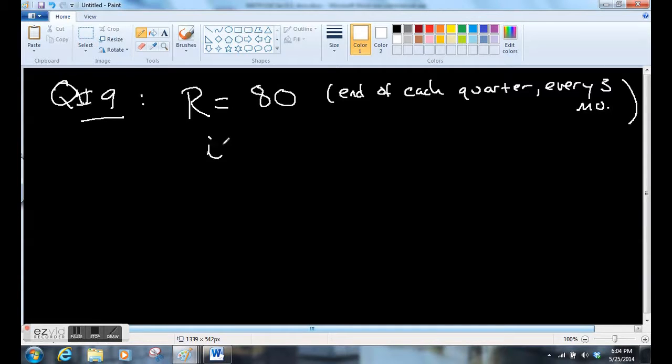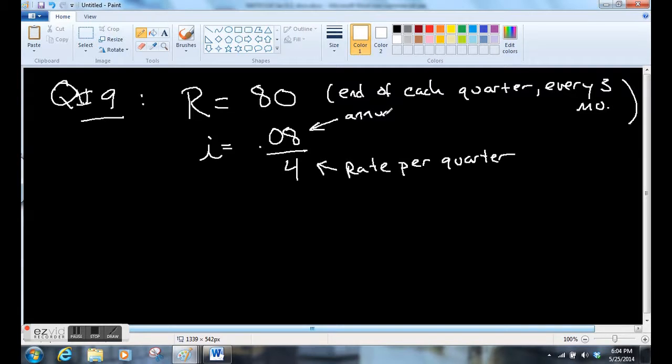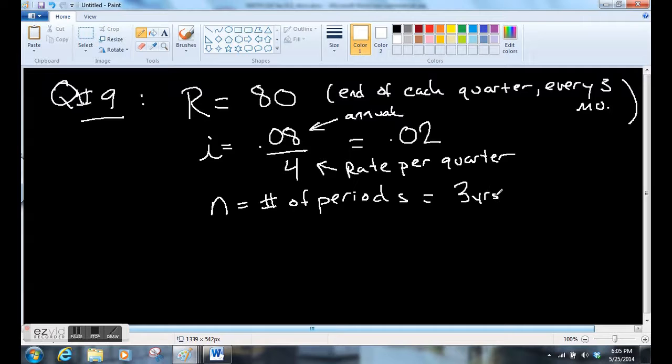The interest rate, check this out, is 0.08. That's the annual rate divided by 4 because we have its rate per quarter. We're doing the interest rate per quarter. So this is the annual rate. That's the annual rate. And 4 times a year. So the interest rate we're going to use is 0.02. And N, which is the number of periods, right? How many times are we going to be putting in $80 is going to be 3 years times 4 quarters per year, right? So that's going to be 12. And now we use our formula.